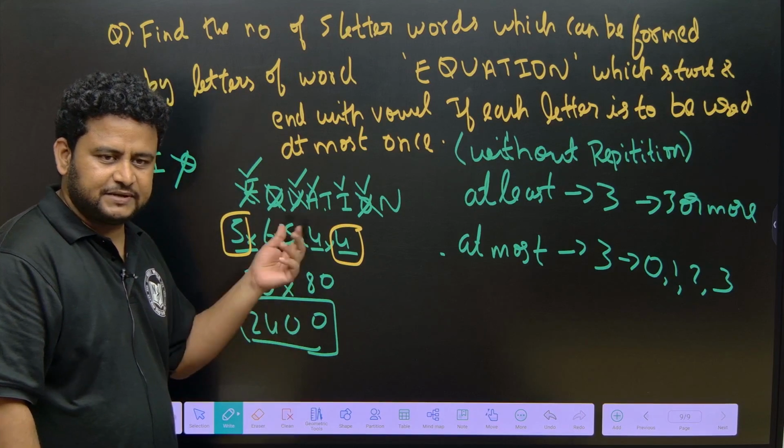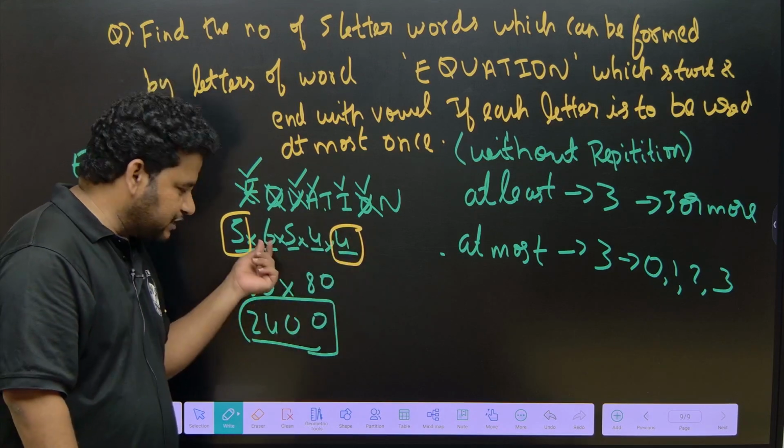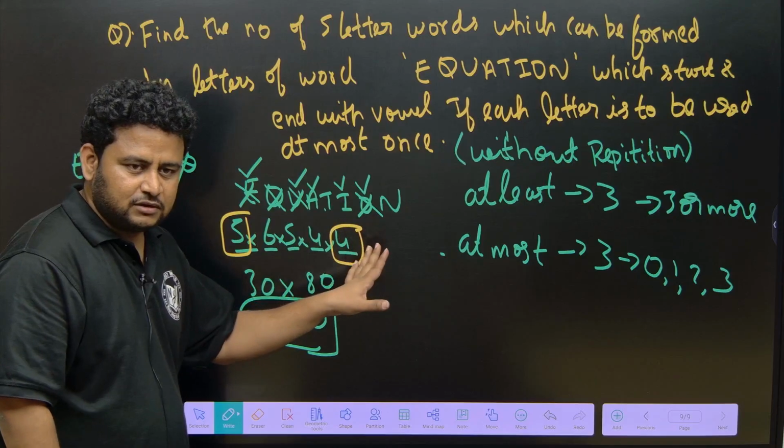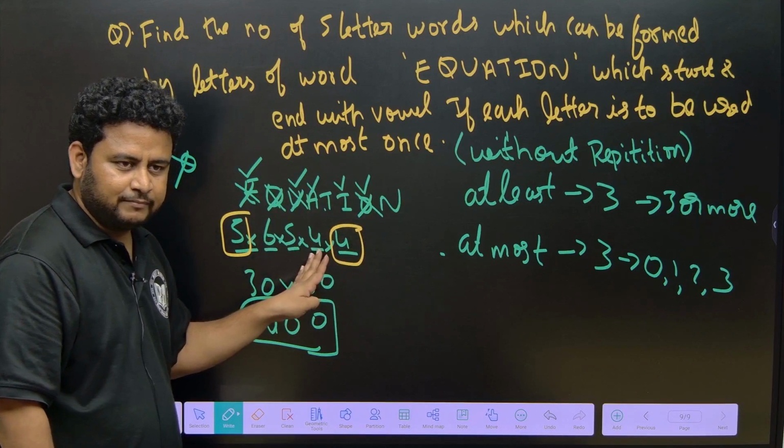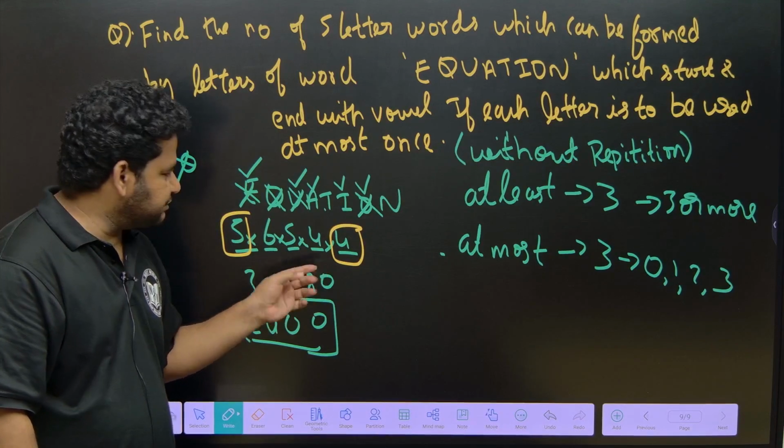2 letters are gone, means remaining 6 letters. Out of the remaining 6, 1 will come here. Now how many are left? 5. Out of 5, anyone will come. Out of 4 next, any 4 will come. Understood? That's why I am writing 654.